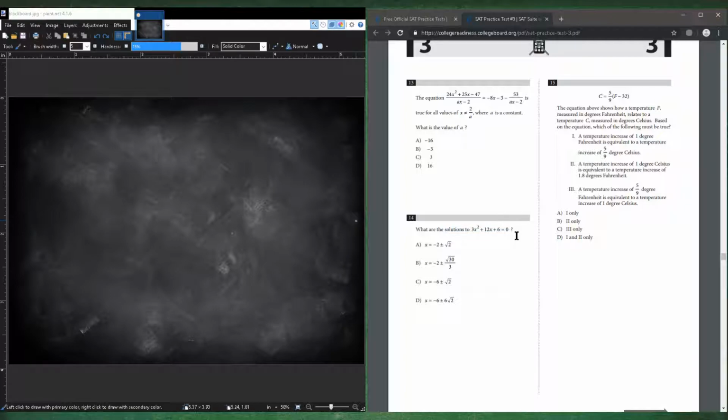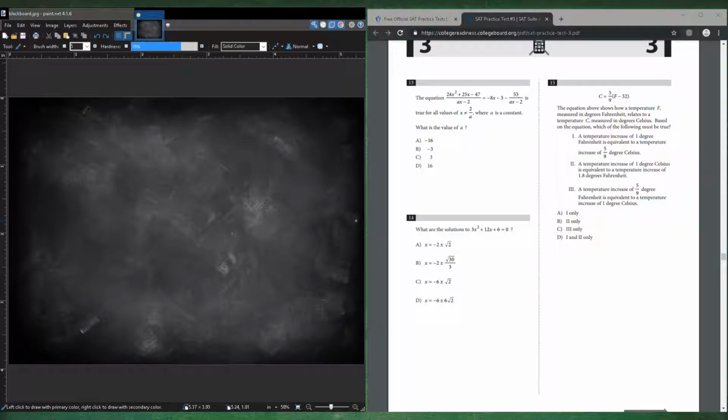easily. The equation above shows how a temperature F, measured in degrees Fahrenheit, relates to a temperature C measured in degrees Celsius. Based on the equation, which of the following must be true? A temperature increase of 1 degree Fahrenheit is equivalent to a temperature increase of 5/9 degrees Celsius. So 1 is true because you can see it in the slope.